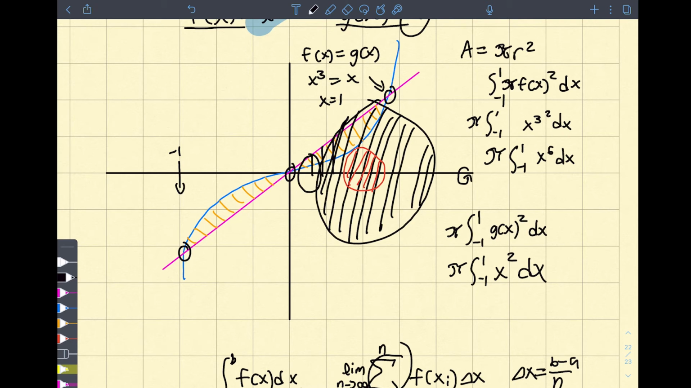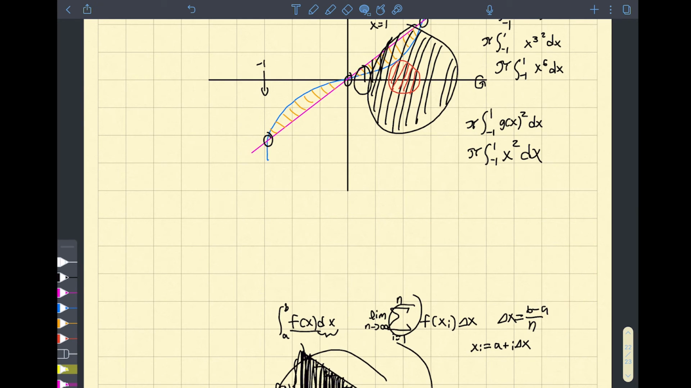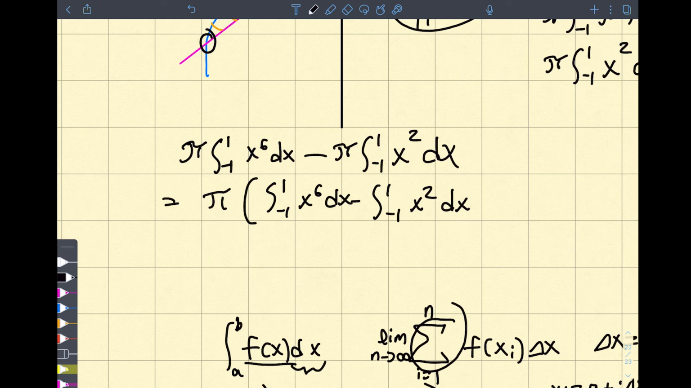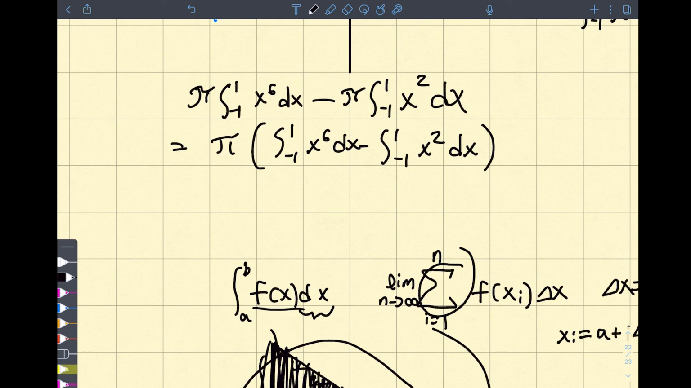Now we need to subtract these integrals from one another. And this can convert to pi times the integral from -1 to 1 of x to the 6th power dx minus the integral from -1 to 1 of x squared dx. And because we know the rules of integration, we can combine these integrals, as they have the same bounds. So this would be pi times the integral from -1 to 1 of x to the 6th minus x squared dx.